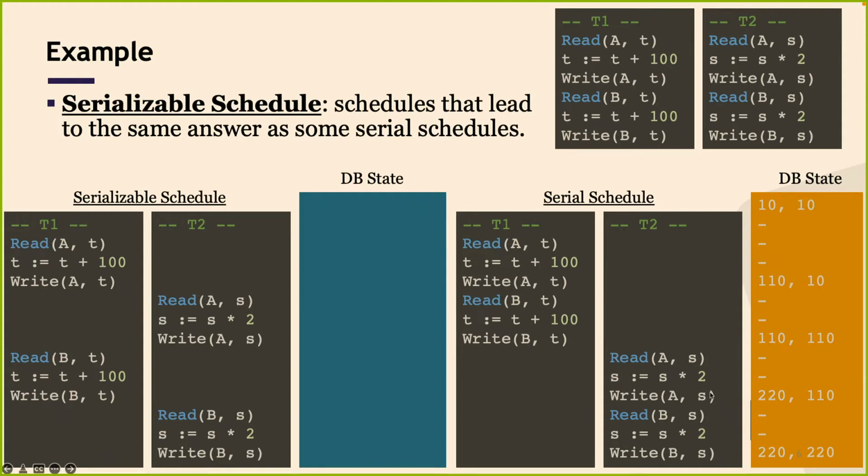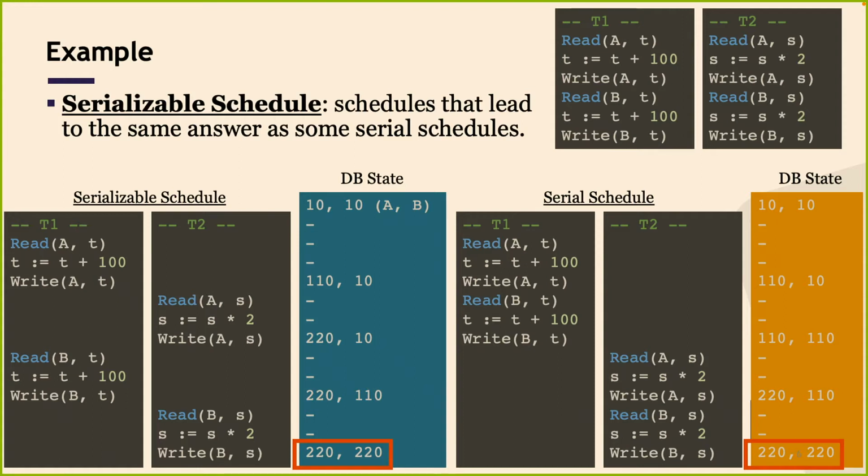Not all the schedules are serial, because as you can see here, you are able to mix these instructions together. You can run the first half of T1 first, then the first half of T2. It's also going to bring the database state from somewhere to another place. Here, from 10 and 10, it happens to reach the same state. If that happens, we say this schedule is serializable, because the result is equivalent to some serial schedule.